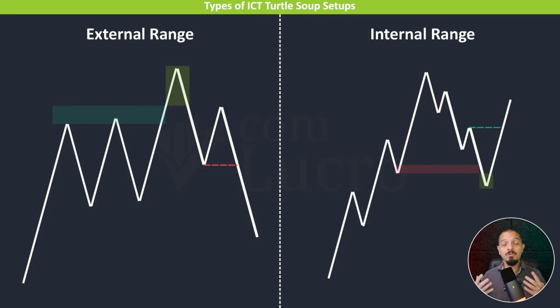This brings us to the two main types of ICT Turtle Soup setups, because context matters just as much as the pattern itself. First, the external range Turtle Soup. This setup happens when price moves outside of a clearly defined market range. Price breaks above a high or below a low, sweeps liquidity, and then reverses back into the range, often moving toward the opposite side.